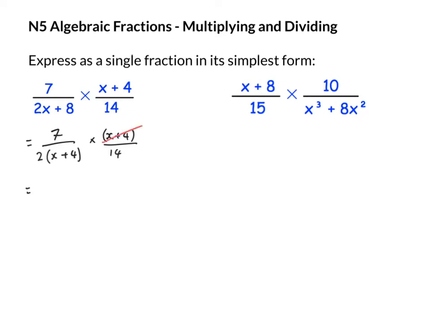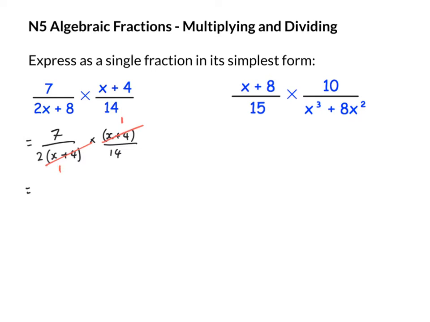I can divide the top by x plus 4 to reduce that factor to 1, and the bottom to reduce that to 1 as well. Some of you will have spotted in the original question that this is just 2 lots of this, but for a lot of folks it's often useful to just factorise it to help you spot these common factors.